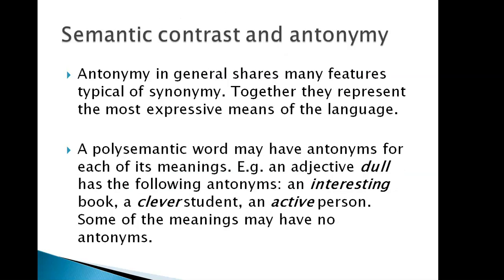Semantic contrast and antonymy. Antonymy in general shares many features typical of synonymy. Together they represent the most expressive means of the language. A polysemantic word may have antonyms for each of its meanings. For example, the adjective dull has the following antonyms: an interesting book, a clever student, an active person. Some of the meanings may have no antonyms.